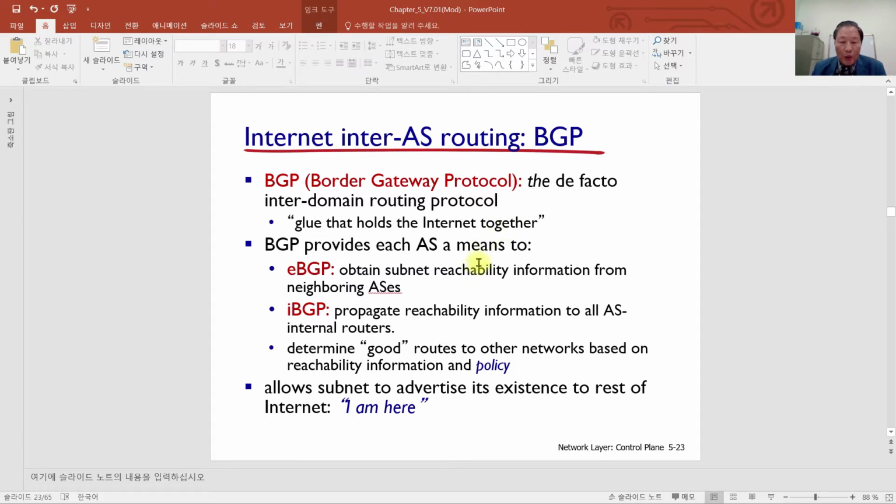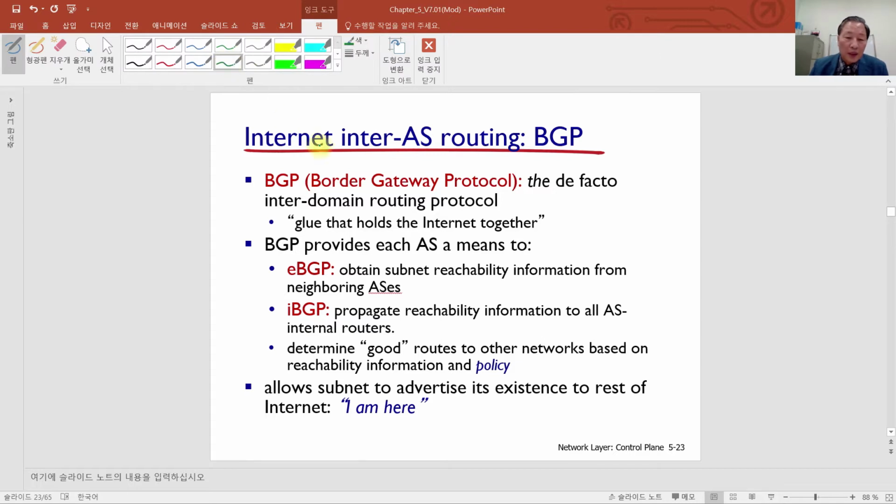This BGP protocol provides each autonomous system a means to use eBGP and iBGP. E means external, and I means internal. With this one, BGP can obtain subnet reachability information from neighboring autonomous systems. And with the iBGP protocol, it can propagate reachability information to all autonomous system internal routers.